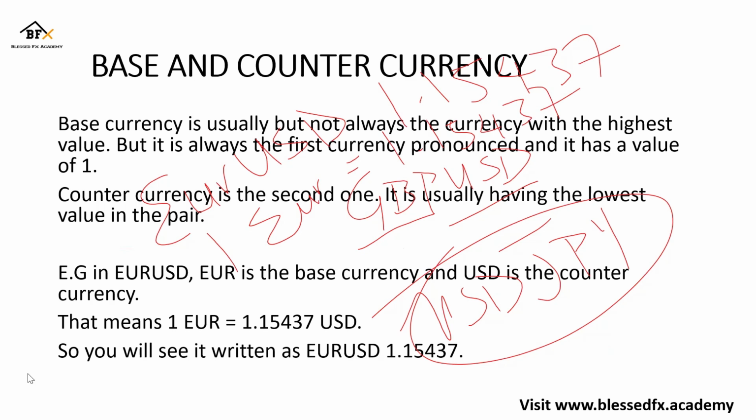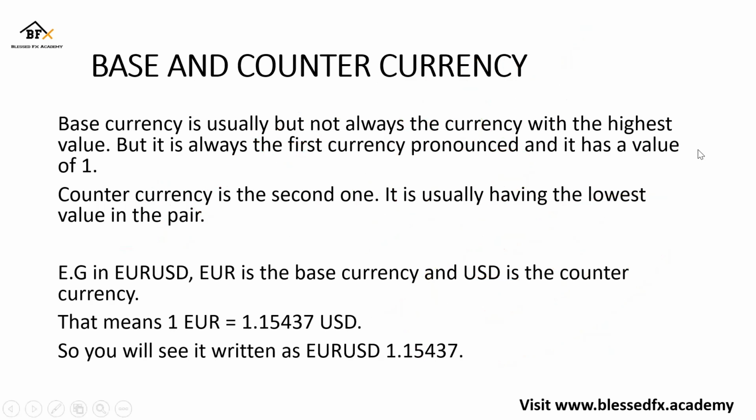So we are going to check the chart soon and you will see some of these things. So what you are seeing as the price level, those numbers you are seeing, 1.133 or 1.7888, whatever it is, is the exchange rate. You understand? The base currency has a value of 1. Then the price level you are seeing is the exchange rate for the counter currency. So that is it for base and counter currency.